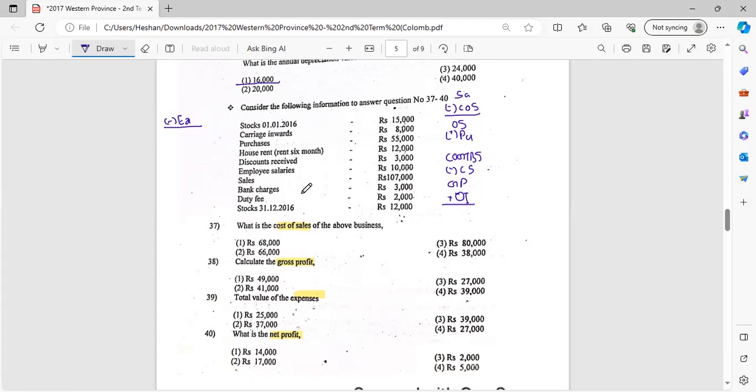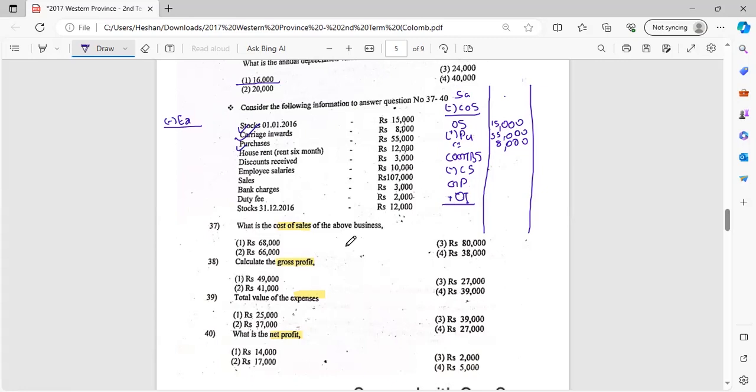Understand? Right. So in here, opening stock is 15,000. You can write opening stock as 15,000. Carriage inwards, how much? 8,000. So you can write 8,000 as carriage inwards, right? So done. Purchases, how much? 55,000. 55,000 as purchases. Done.